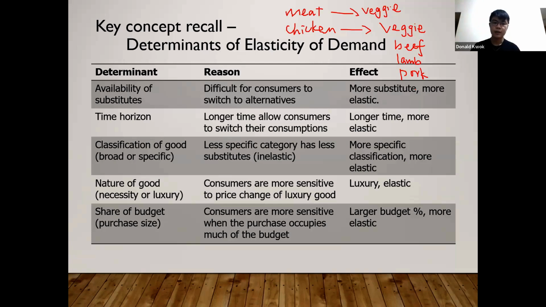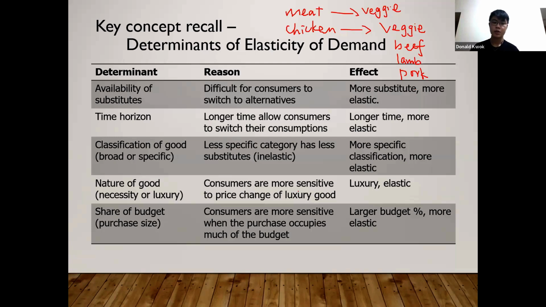All right, the fourth one is the nature of the good, whether it is a necessity or a luxury. If it is a necessity, let's say food, even when there's a huge change in price, you cannot reduce your quantity of consumption a lot. You still need to consume food for your survival anyway. This is why the demand for necessities tends to be less elastic. While for luxury, let's say jewelry, if you see that there's a slight increase in price, you may say, oh, then I just choose not to purchase it at the moment. It's not a must. So for luxury, the demand will be more elastic.